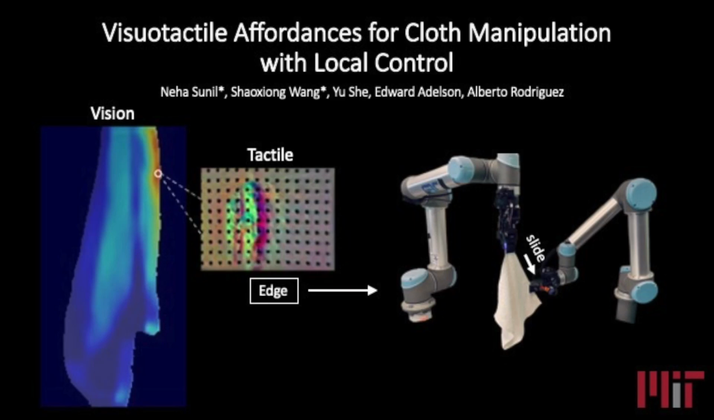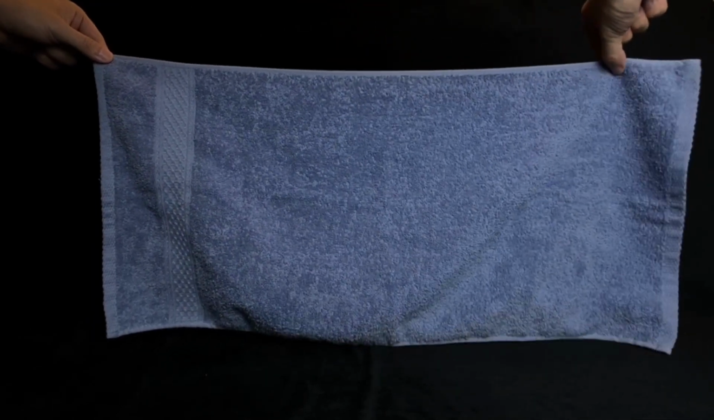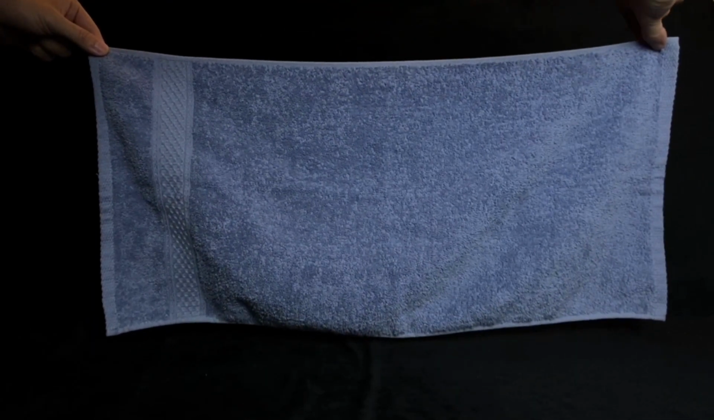In this video, we present our work on learning visuotactile affordances for cloth manipulation with local control. As humans, when we manipulate long cloths, like a towel or a bedsheet, we often want to grasp the cloth by the corners. But how do we get to the corners?